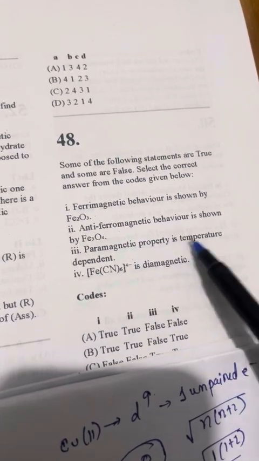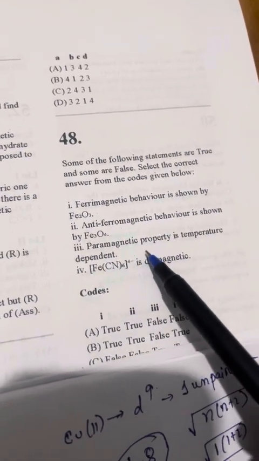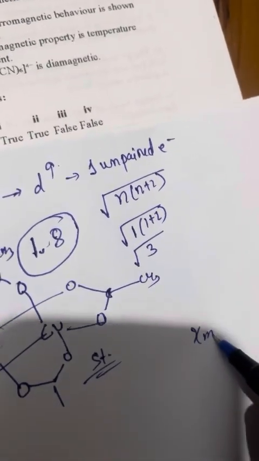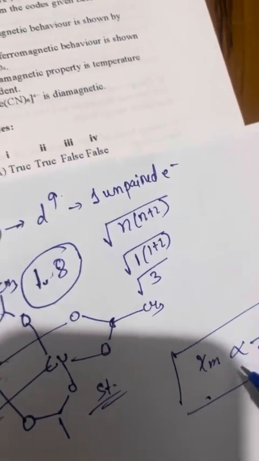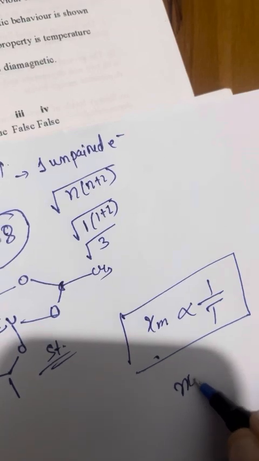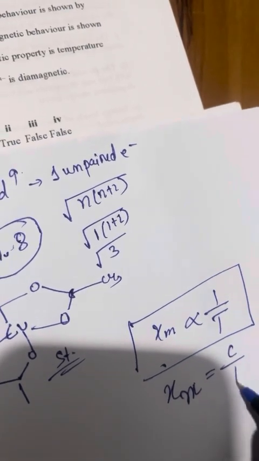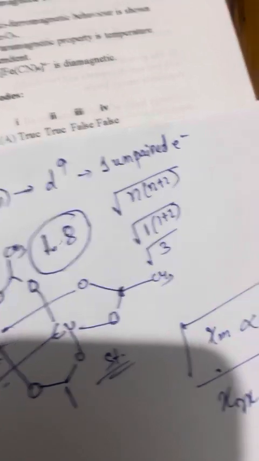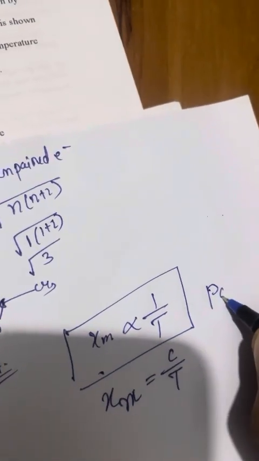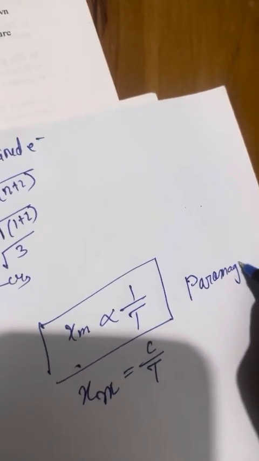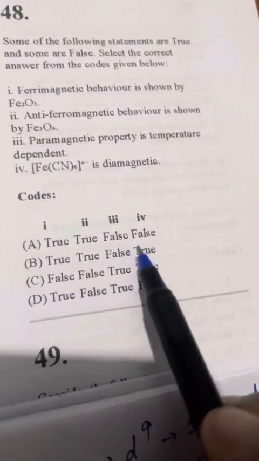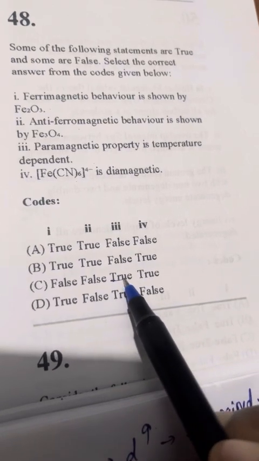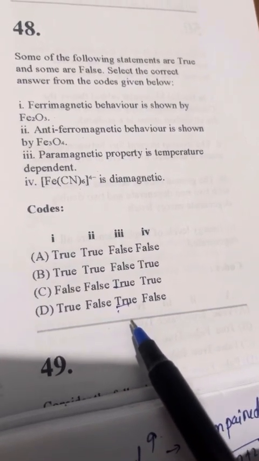Paramagnetic property is temperature dependent. This is true, as we know that magnetic susceptibility χm is inversely proportional to 1/T. This is the relation we know. Therefore we can say χm is equal to C by T, so it is temperature dependent for paramagnetic substances. This we know, so C is true. These are true, right?